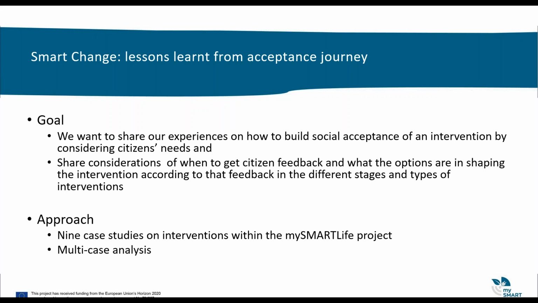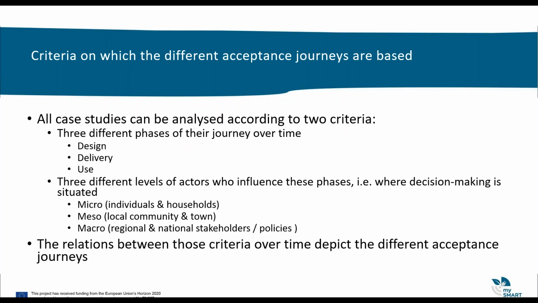Our approach was that we had 9 case studies from the 3 cities in the mySMARTLife project, and we did a multi-case analysis based on that. When we looked at all of these case studies, we considered 2 criteria for analyzing them. First of all, the interventions all have a journey over time, and we decided to describe that journey with 3 different phases: design, delivery, and use. The second criterion was the different levels of actors who influence the interventions in these phases. That basically means who decides whether an intervention continues and in what form it continues. We have 3 levels: micro, which is individuals and households; meso, the local community in town; and macro, the regional and national stakeholders and policies. And these acceptance journeys are then what you get if you put those 2 criteria over each other and look at how that plays out for the different interventions.